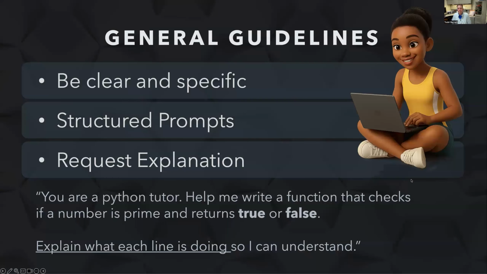All right, let's move on to our next guideline here. Request explanations. So in this one, we're going to do that same thing. We're going to combine it. Instead of saying role, context, formula, we're going to say, you're a Python tutor. Help me write a function that checks if a number is prime and returns true or false. So kind of a basic beginner Python programming function here. But I want you to explain what each line is doing so that I can understand.